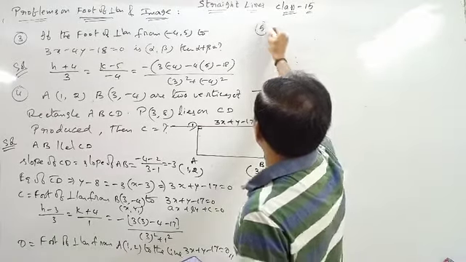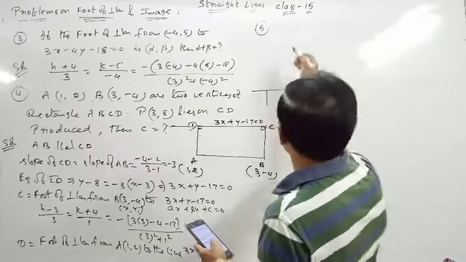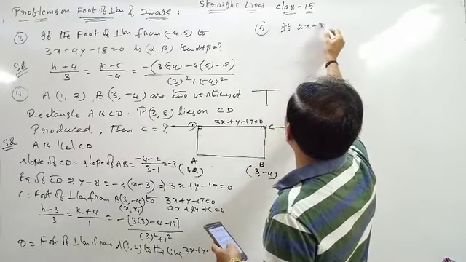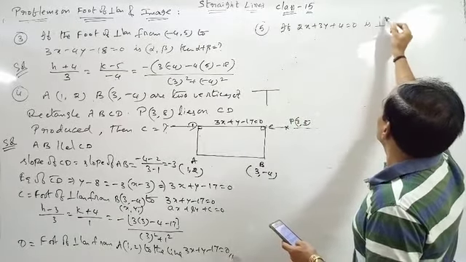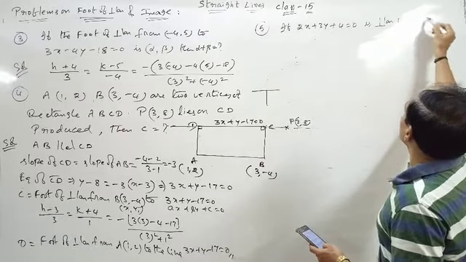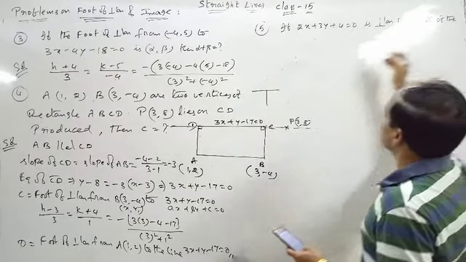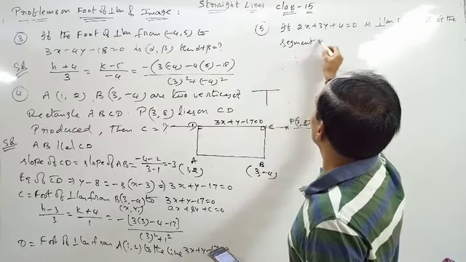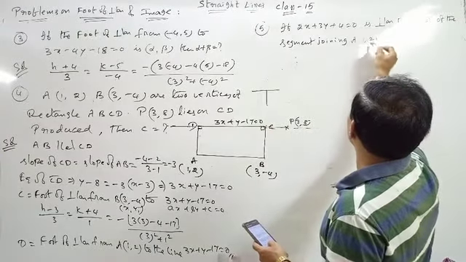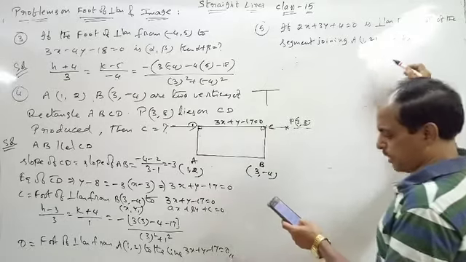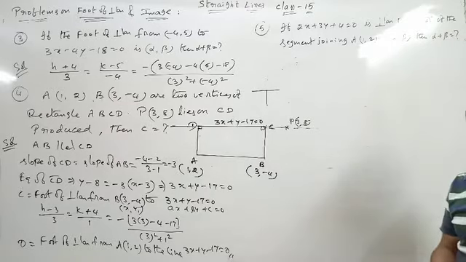Fifth question. Okay. Now the question is: if 2x plus 3y plus 4 is equal to 0 is the perpendicular bisector of the segment joining A (1, 2) and B (alpha, beta), then alpha plus beta is equal to how much? That is the question. Okay?